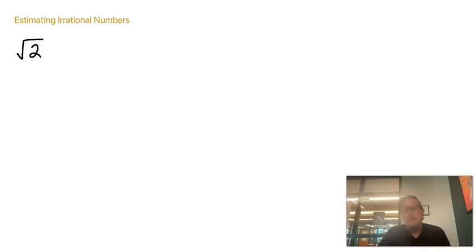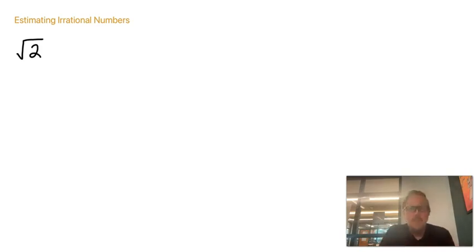Let's talk about how to estimate an irrational number. A rational number, as you'll recall, is a number that can be written as a fraction. And when it can be written as a fraction, what that means is that as a decimal, it will either terminate or it will repeat. It will have a pattern to it.